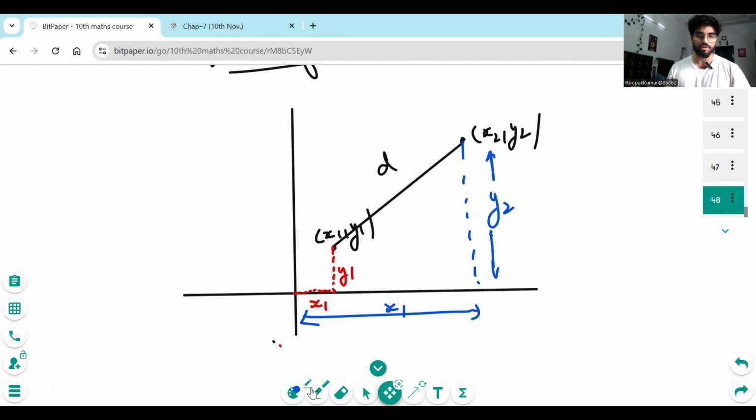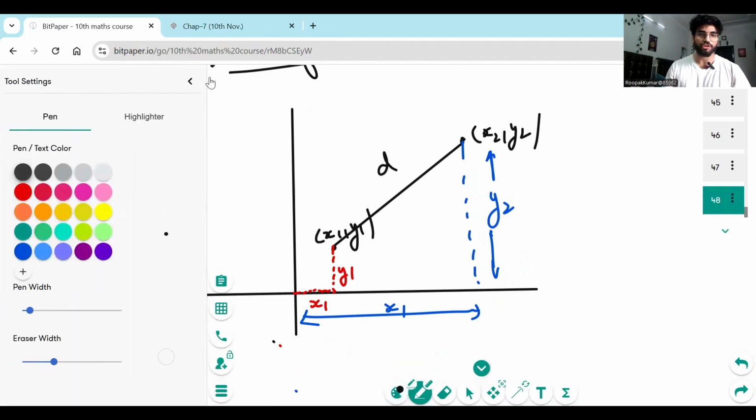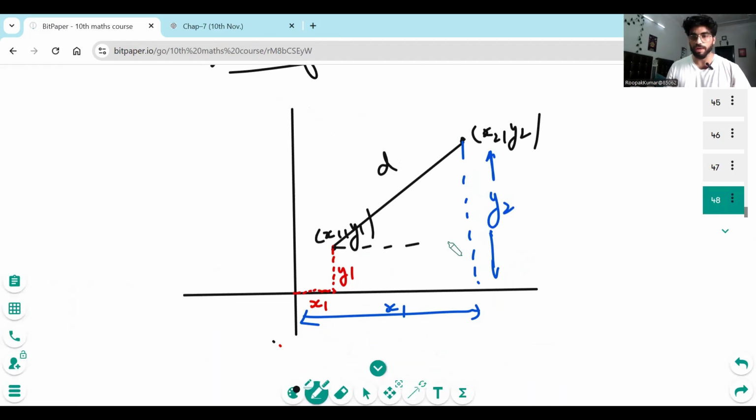Now, if I join these 2 points like this, it's a right angle triangle I'm getting. What is this length? If you see clearly, this whole is x2 and this whole is x1. So this will be x2 minus x1. You remove this part, you'll get this part, which is equal to the upper part. Similarly, this whole is y2 and this is y1. So y2 minus y1 will be this length then. If you remove this length, you will get this part, right?